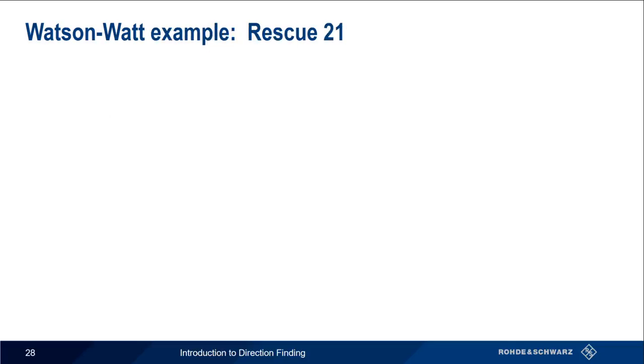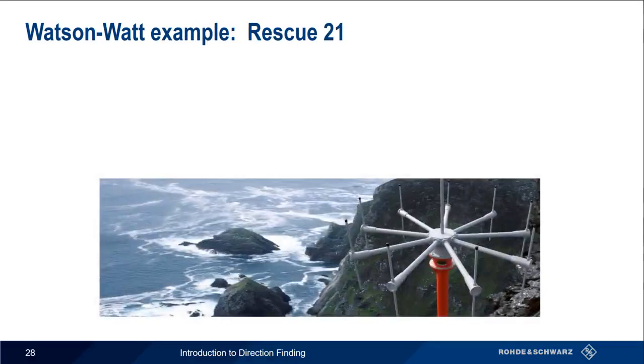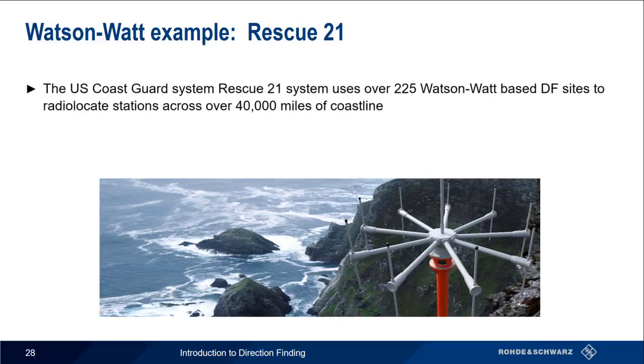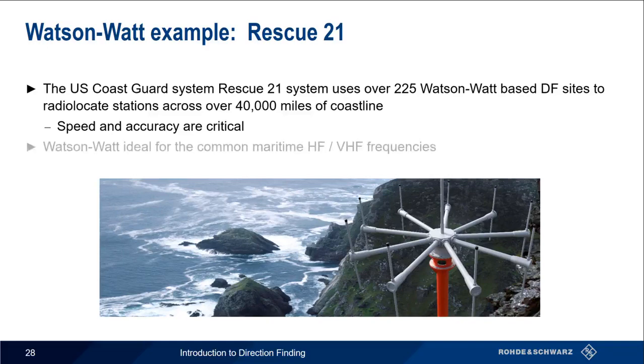An example of Watson Watt in the real world is the U.S. Coast Guard's Rescue 21 system. This system, which is primarily intended to locate vessels in distress, uses over 225 Watson Watt-based DF sites located along about 40,000 miles of coastline. As you might imagine, being designed for search and rescue, speed and accuracy are critical factors, and the Watson Watt methodology meets both of these requirements very well. Remember also that Watson Watt is well suited to the common frequency ranges that are used in maritime applications, namely HF and VHF.